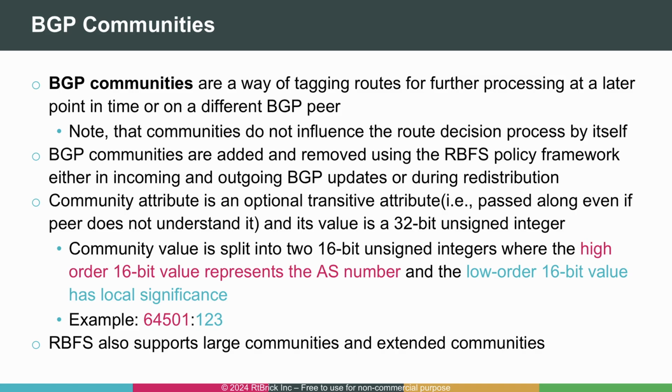Communities are optional transitive attributes, meaning they are propagated across BGP speakers even if some routers don't understand their meaning. The standard BGP community, as defined in RFC 1997, is a 32-bit value. It's usually written in the format AS number:value, where the first part is a 16-bit AS number, and the second part is a 16-bit value assigned by the operator.